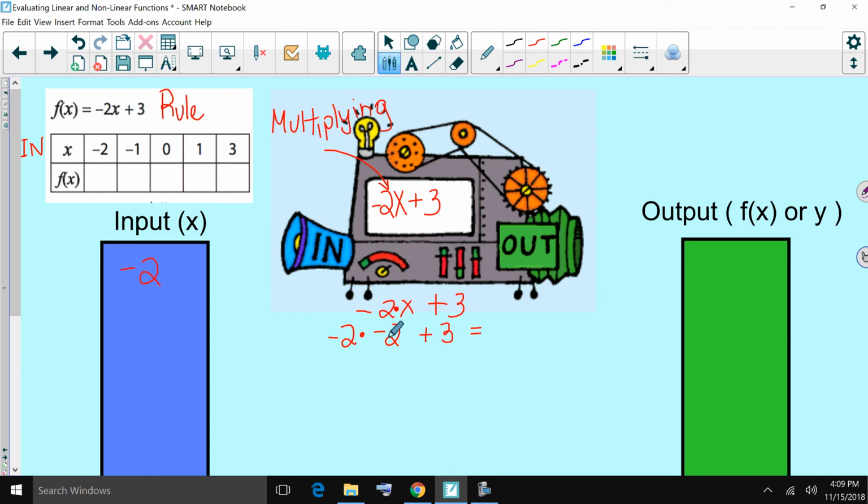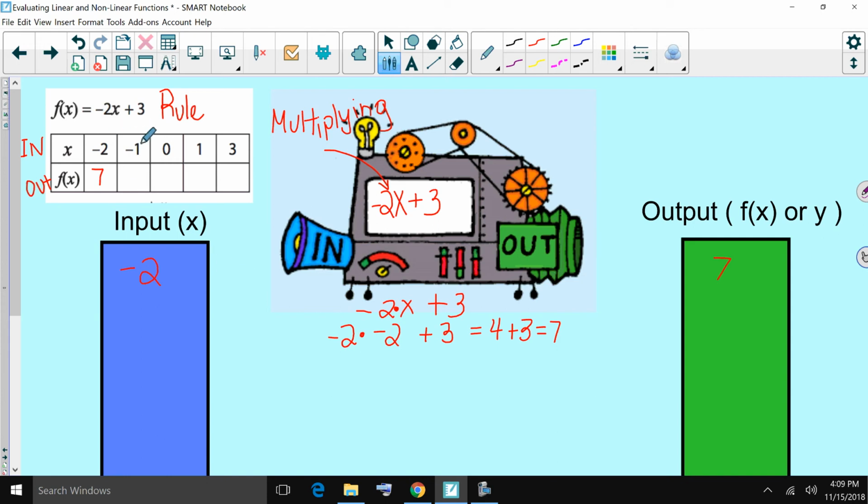Okay, so let's see. How much is -2 times -2? Well, -2 times -2 is +4, and then I'm going to add 3. So that gives me a total of 7. So my output is 7. That's what is coming out of the machine. So I'm going to write it right here. This is my output, 7.